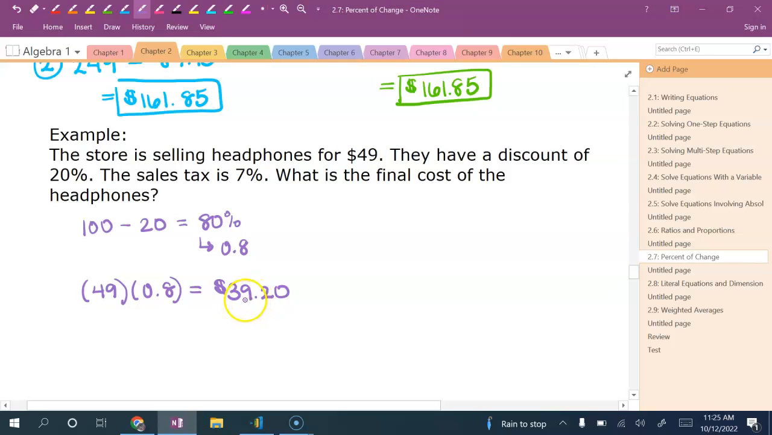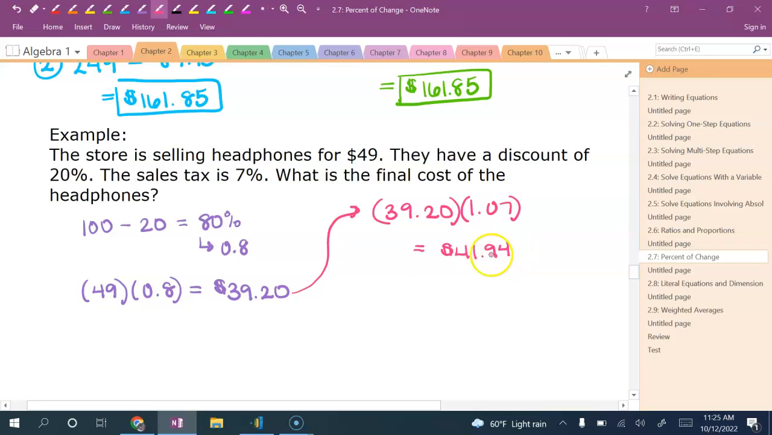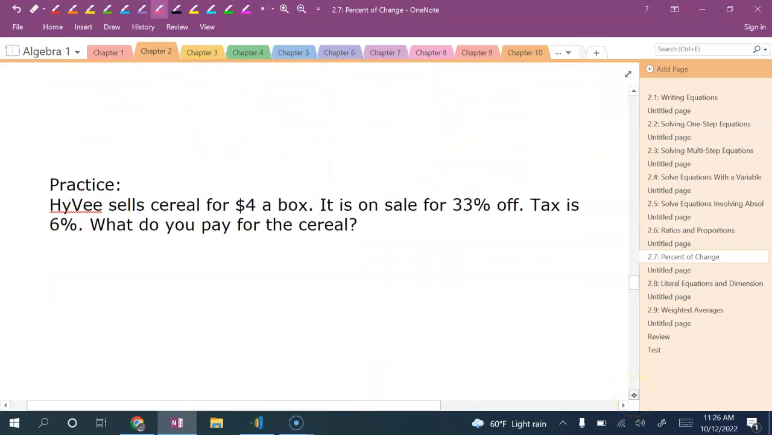So that's the discount. Now to find sales tax, I'm going to take that $39.20. And again, there's two methods. So you could either take it times 0.07 and then add on the sales tax, or if you want to use that second method and do 1.07 so that it already will calculate the adding on for you, this will get you $41.94. And that would be your total sale price. So I want you guys to try this practice problem.